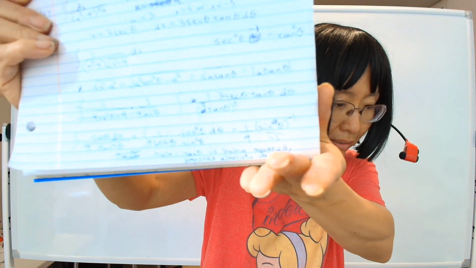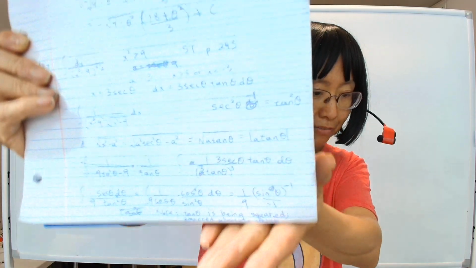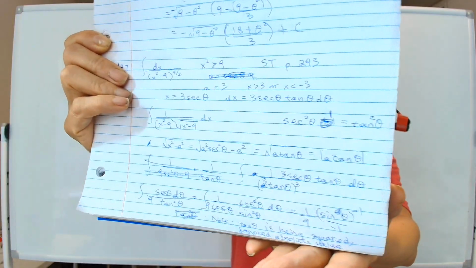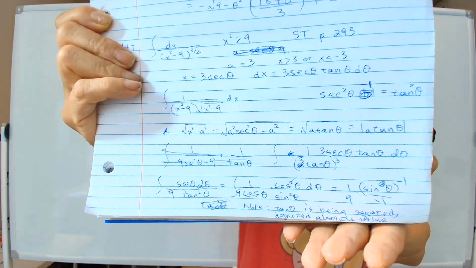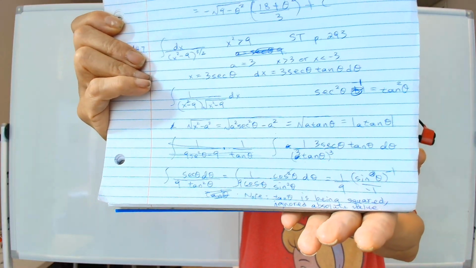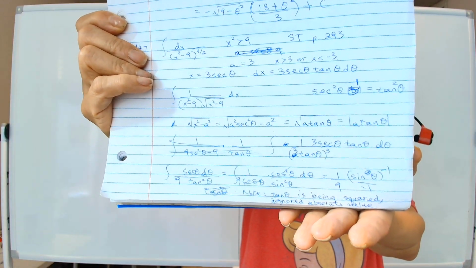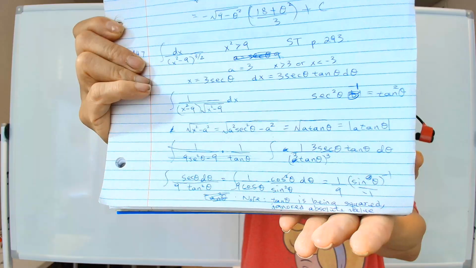Why did my camera... oh, my camera must be looking at me and then stop focusing. All right, so let's not show my face here so that the camera can focus. Anyway, you end up with a tangent squared.